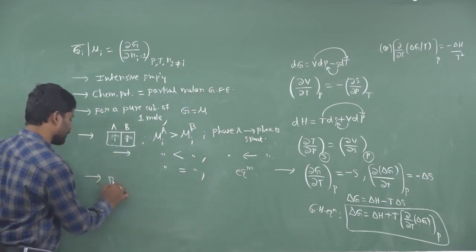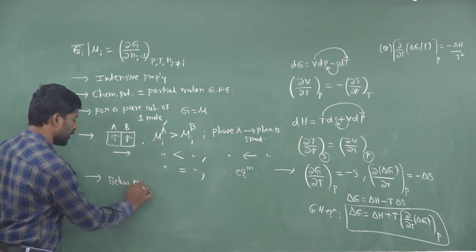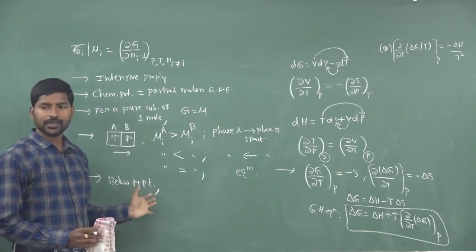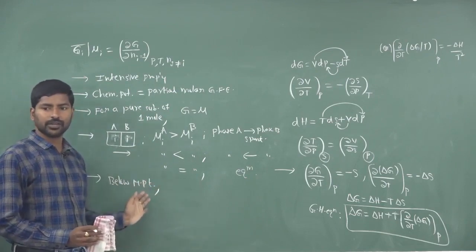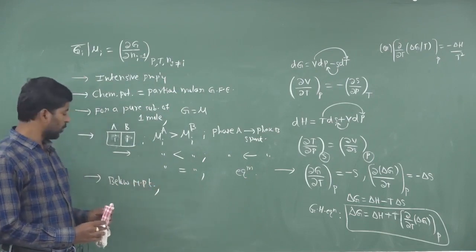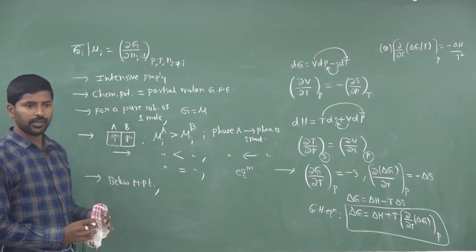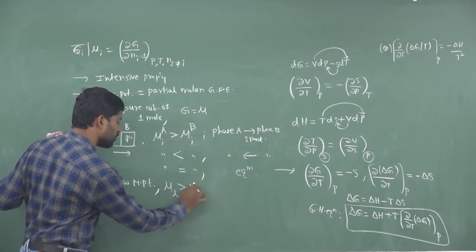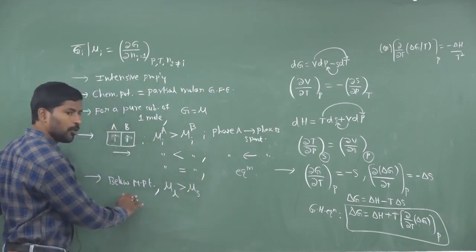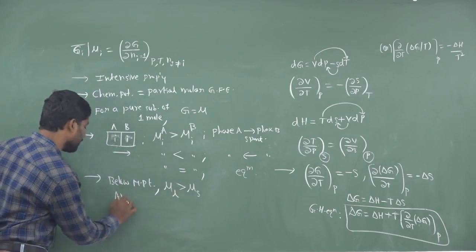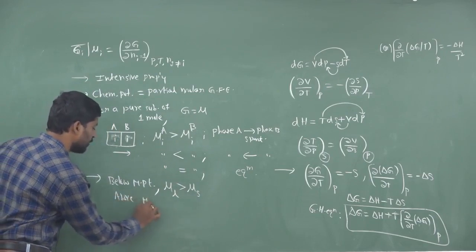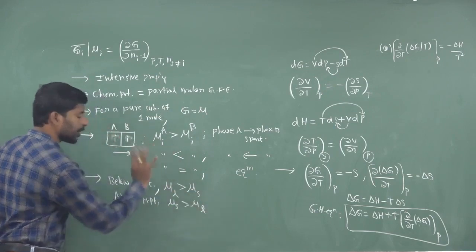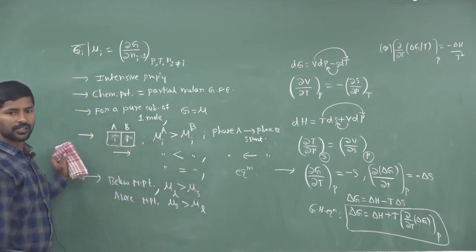Next, previously this type of question was also given in DL. Below melting point, does solid convert to liquid or liquid convert to solid? Below melting point, liquid converts to solid. That means liquid chemical potential is more compared to solid. Above melting point, solid chemical potential is more. Solid converts to liquid. Where the chemical potential is more, from such phase matter transfer takes place.